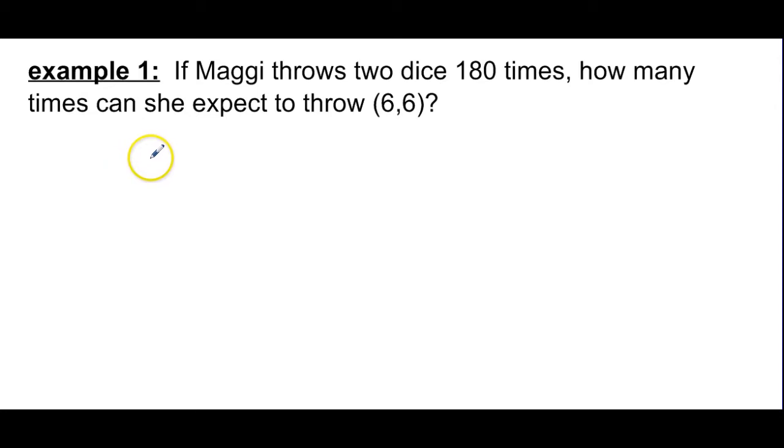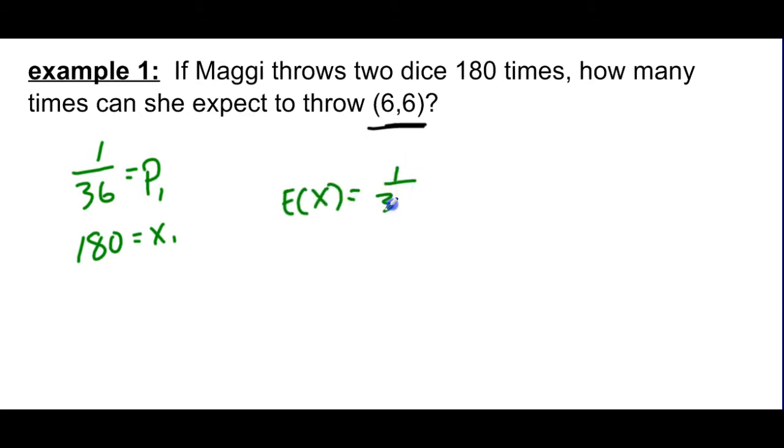If Maggie throws 2 dice 180 times, how many times can she expect to throw a 6 and a 6? Remember, to throw a 6 and a 6, you only have a 1 out of 36 chance. Remember that lattice diagram in the back of the board? So that is your probability. Your number of trials would be 180, and that's your X1. So your expected value would be 1 over 36 times 180, and when we simplify that, we get 5.